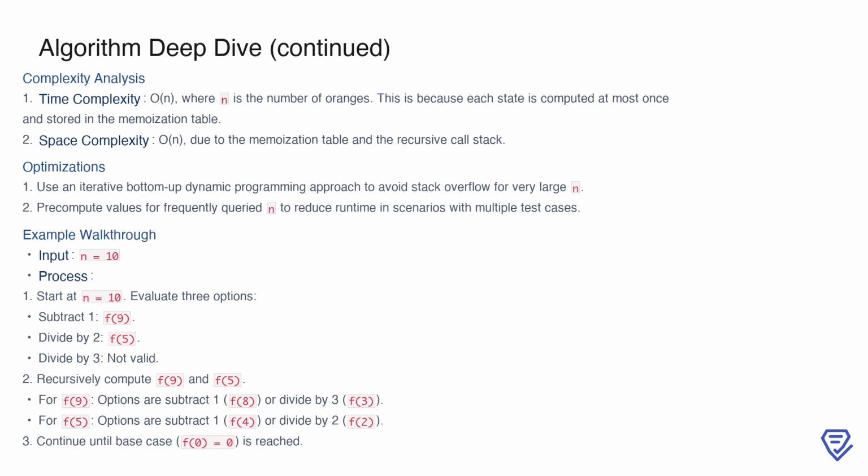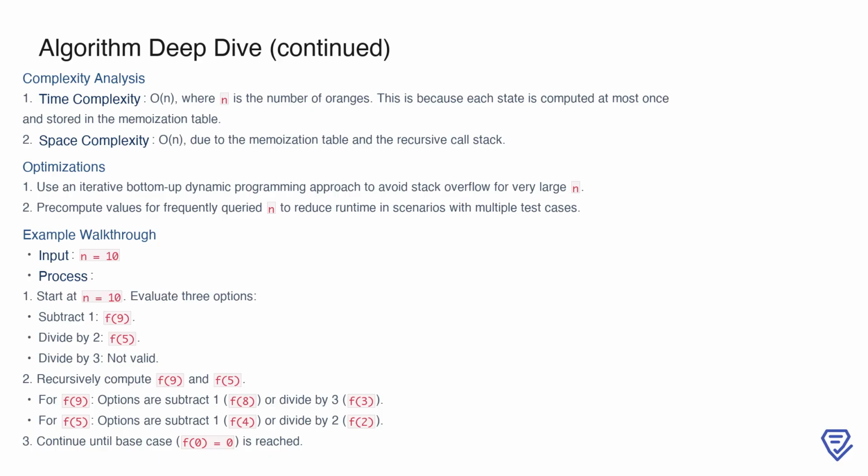To illustrate how the algorithm works, consider the case where n equals 10. We begin by evaluating the three possible options: subtracting 1 to get f(9), dividing by 2 to get f(5), or dividing by 3, which is not valid for n equals 10. We then recursively compute f(9) and f(5).